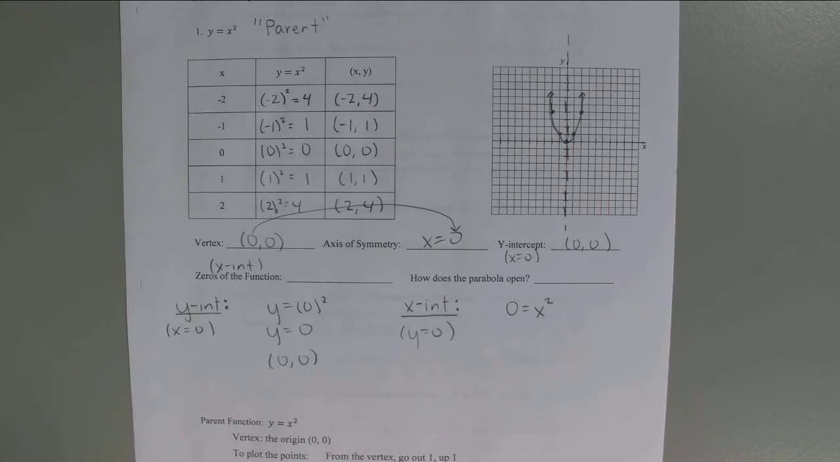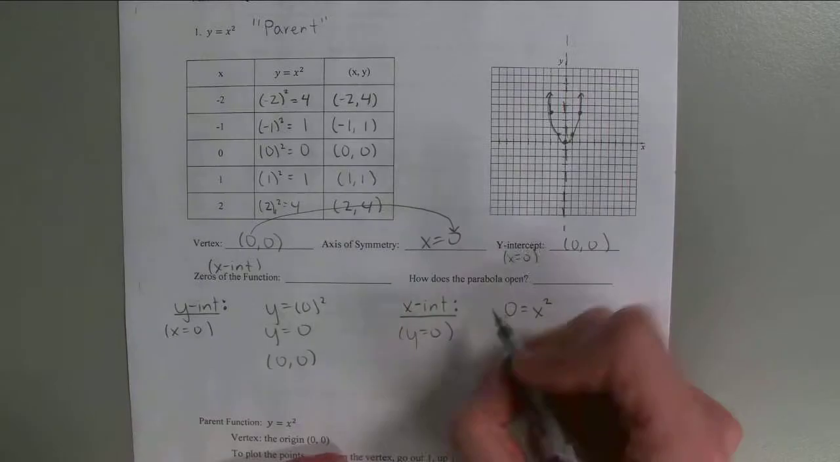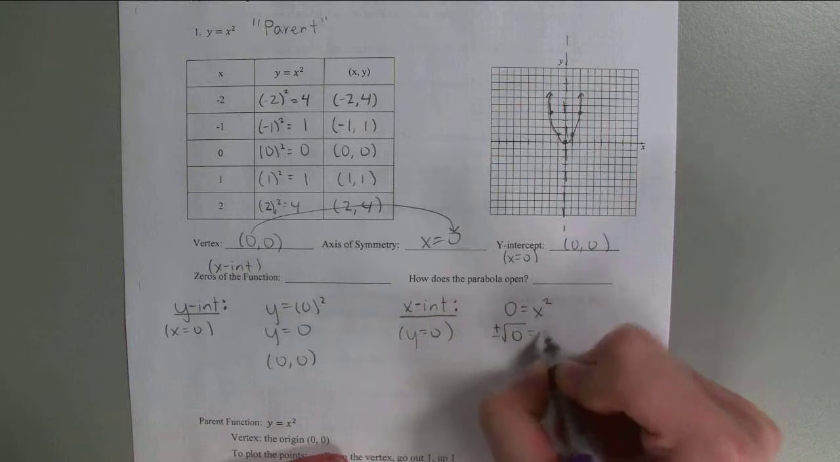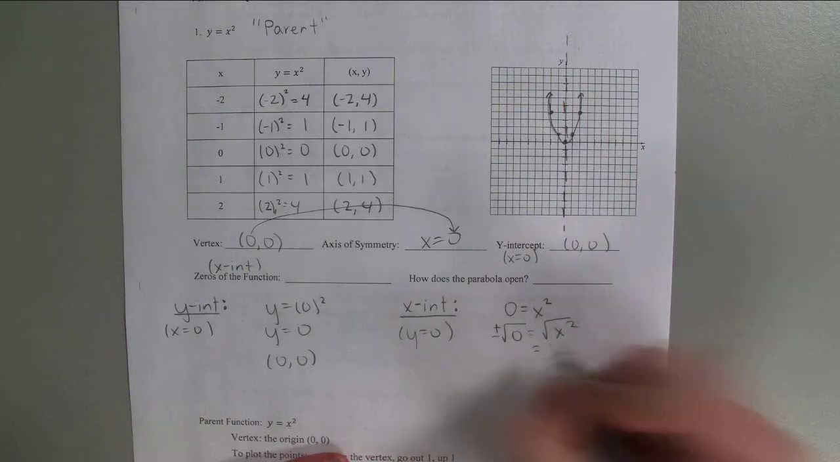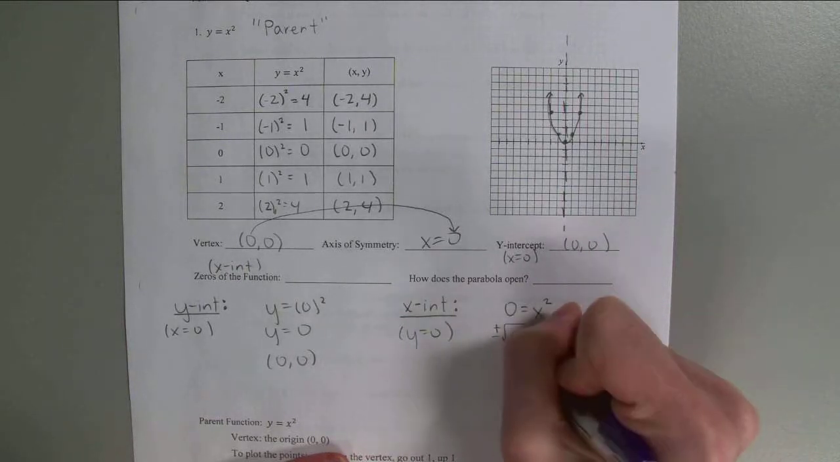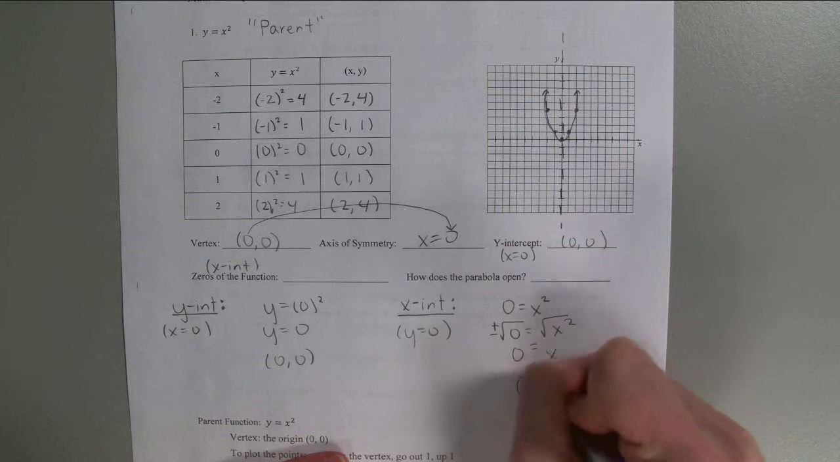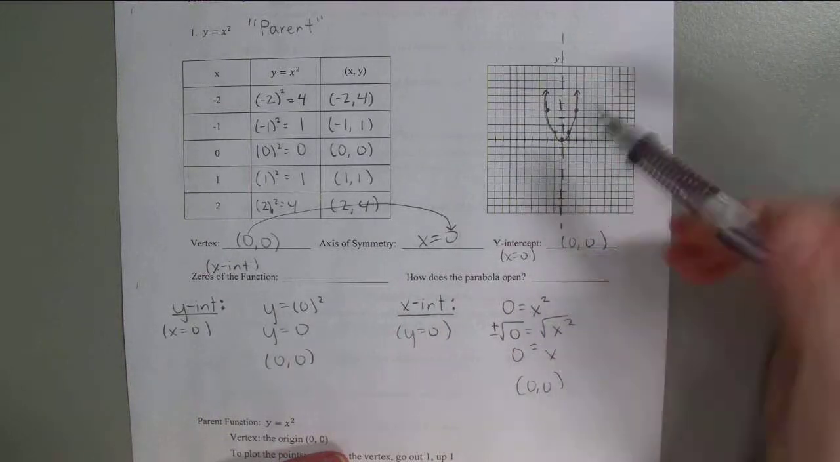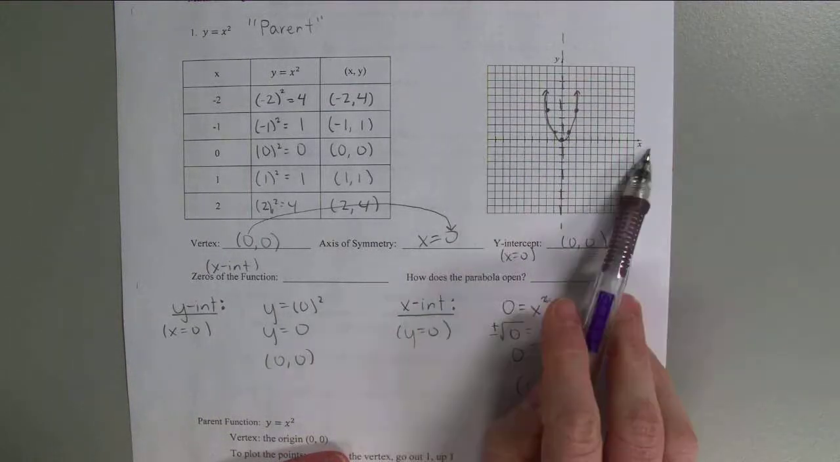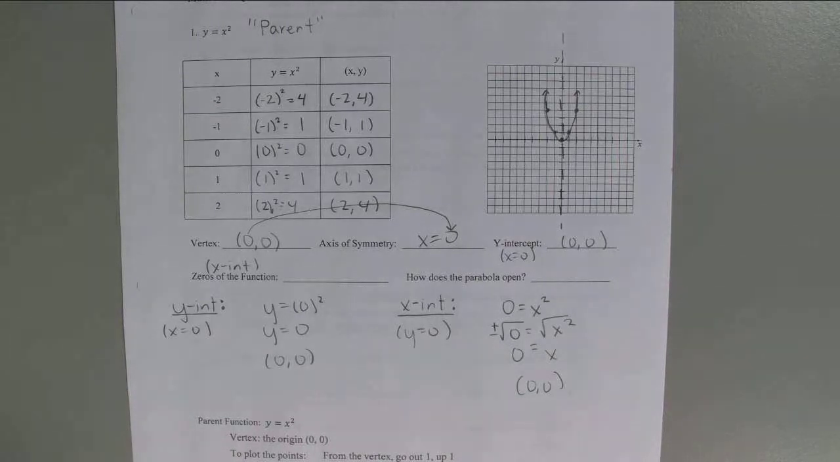So the y-intercept is when x equals 0, and you solve for y. The x-intercepts, or the zeros, is when y equals 0, so you put 0 in for y and solve for x. Well, how do you get rid of a square? You just take the square root. But what's the square root of x squared? x. What's the square root of 0? Just 0. So again, this vertex, guys, is where we cross the y-axis and where we cross the x-axis. So they happen to be the same.